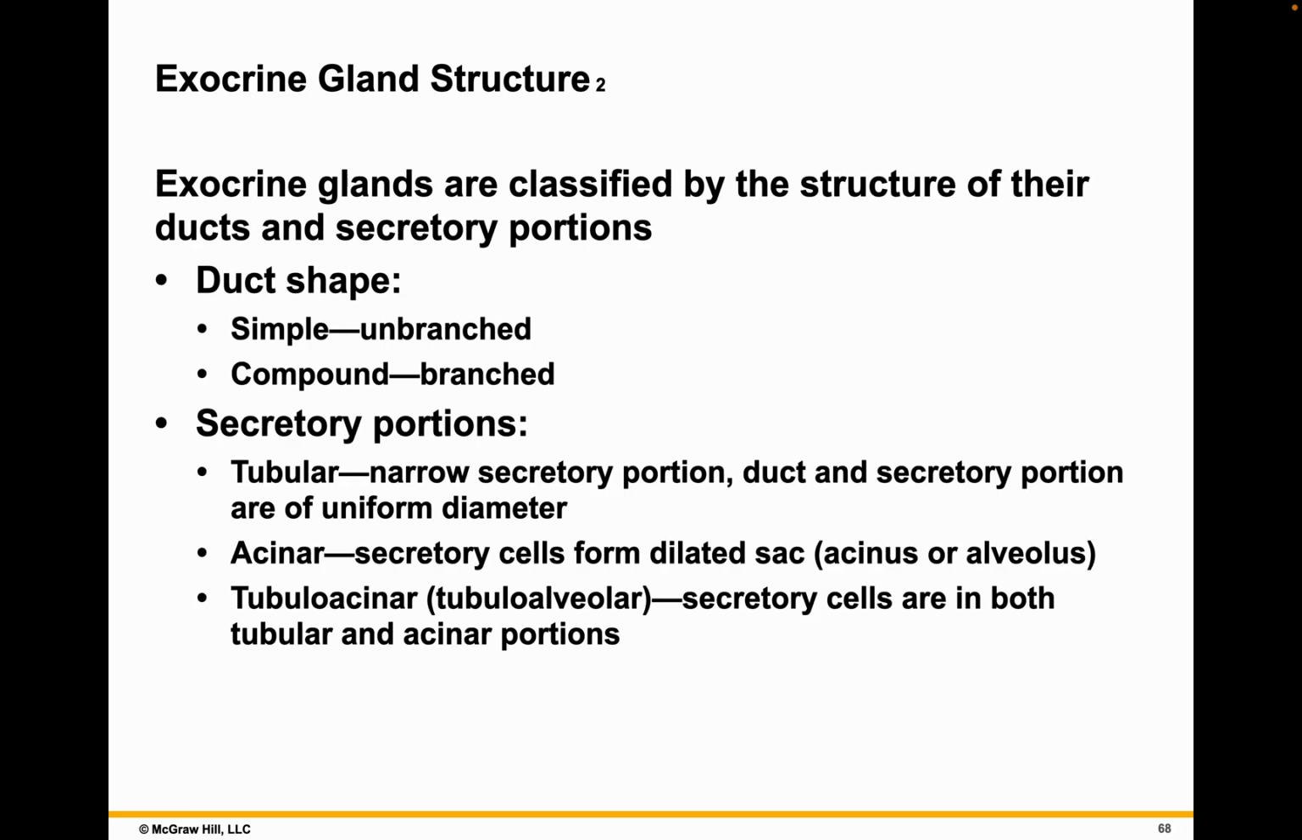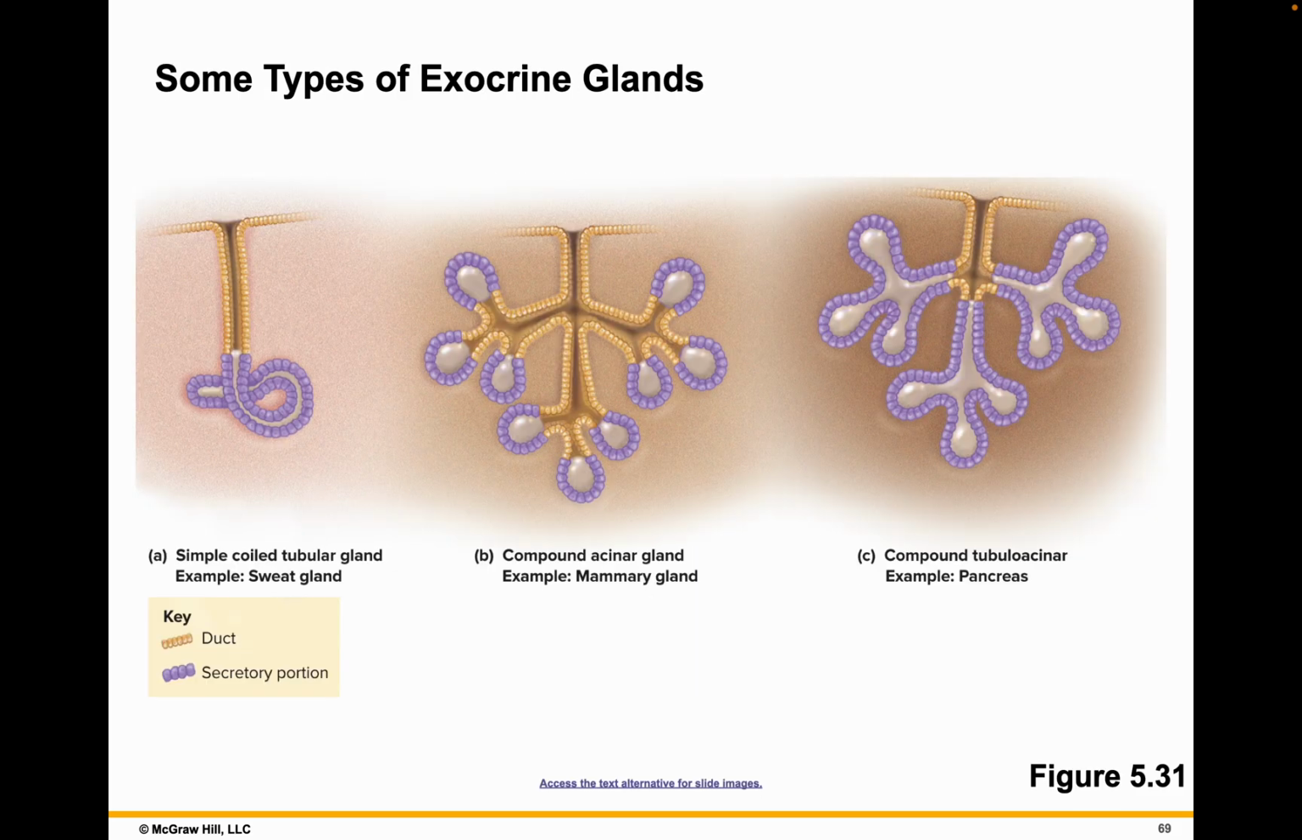Exocrine glands are classified by the structure of their ducts and their secretory portions. For duct shape, we have simple or compound, unbranched or branched. And for secretory portions, we have tubular, acinar, or tubulo-acinar. Tubular has a narrow secretory portion, where the duct and secretory portion are uniform in diameter. Acinar, the secretory cells form a dilated sac. And in the combination, we have secretory cells in both tubular and acinar portions. Those are shown here.